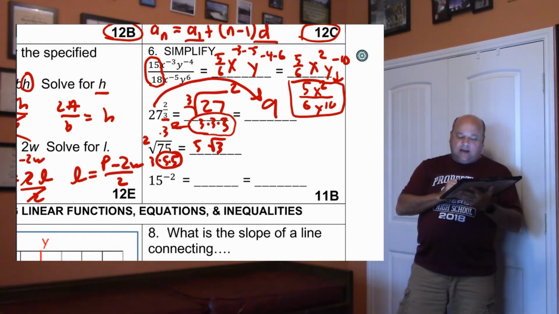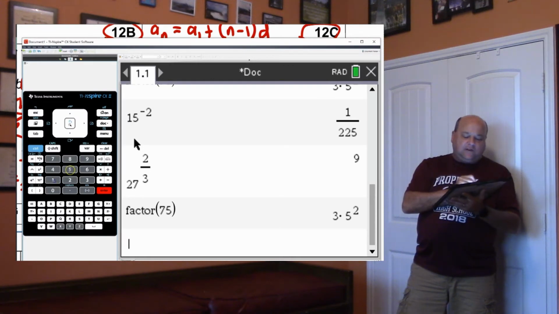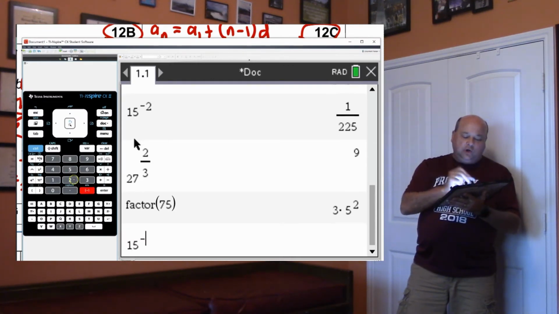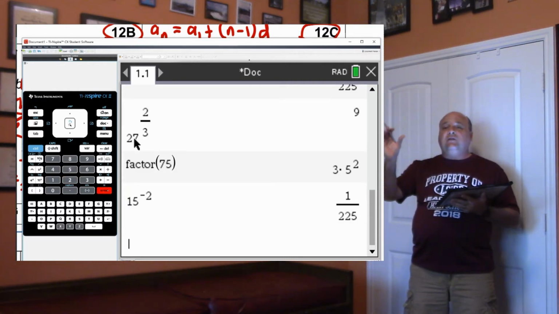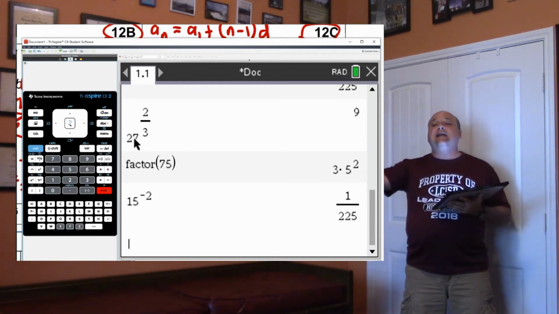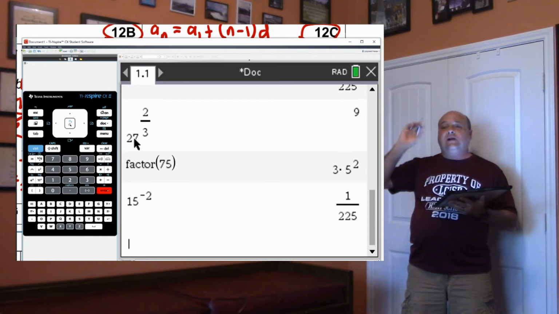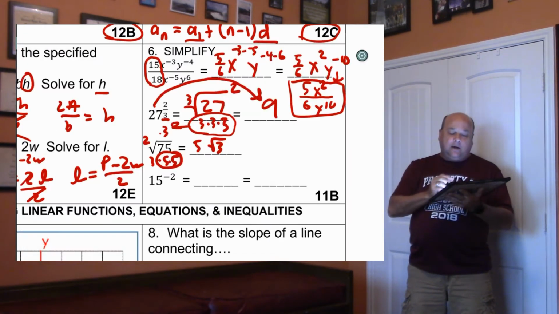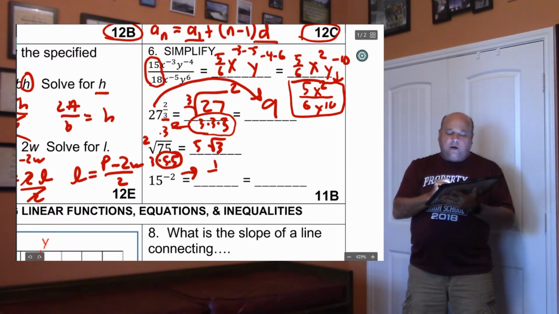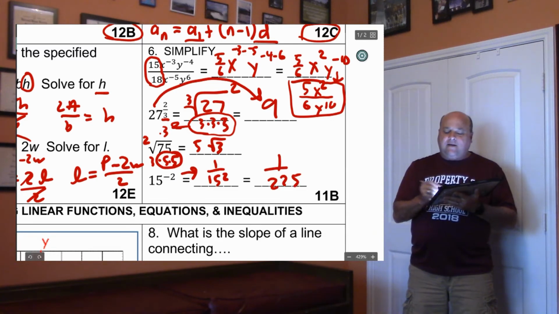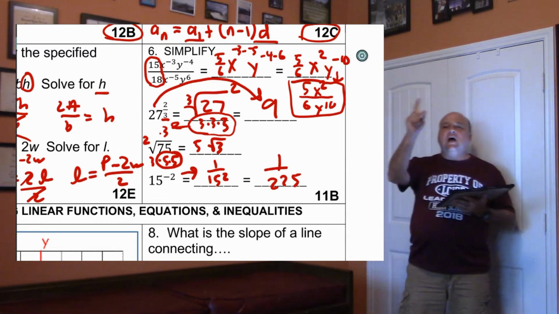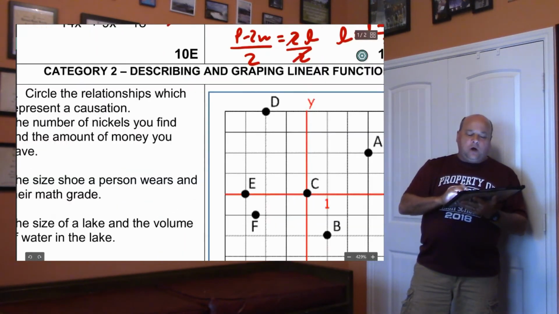On the next one, type in 15, caret, negative 2. It is not negative, is it? It's 1 over 225. The 225 is 15 to the 2nd, but since it has a negative 2, the 225 is not in the numerator, it's in the denominator. So this turns into 1 over 15 squared, which is 1 over 225. Piece of cake. Let's keep rocking and rolling.